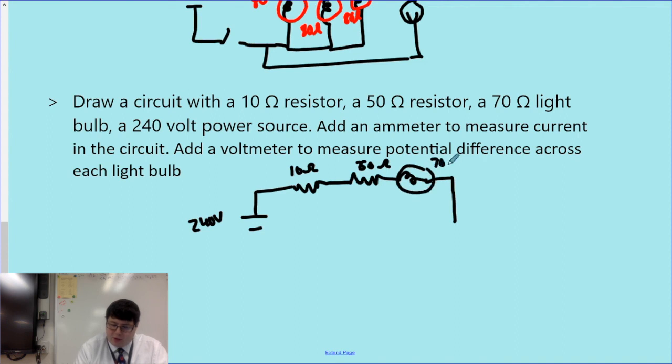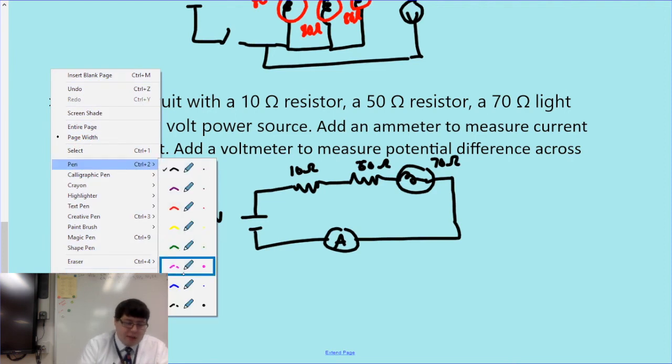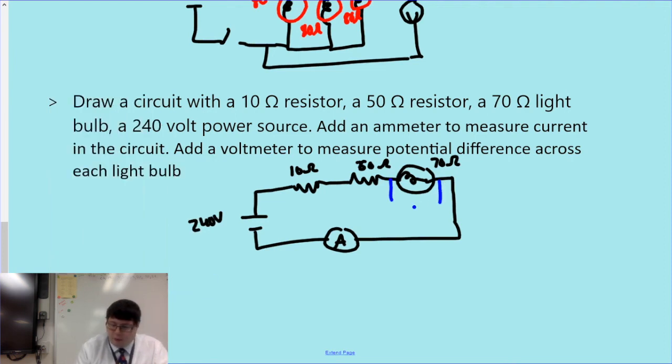Don't forget to make sure you differentiate between the different types of things you could have in your circuit here. An ammeter goes in series with everything else, so we'll put it in series there. And then our voltmeter goes across each light bulb, well, there's only one light bulb, so we'll put it in the middle here. And boom, we've got our ammeter and voltmeter all wired up.